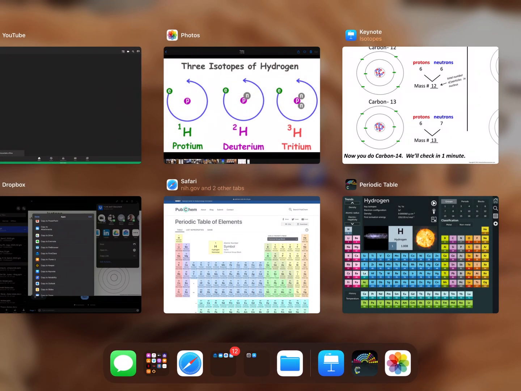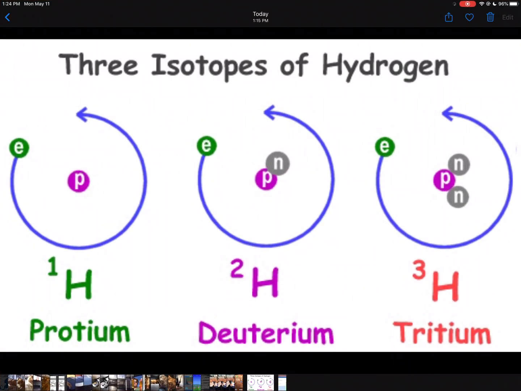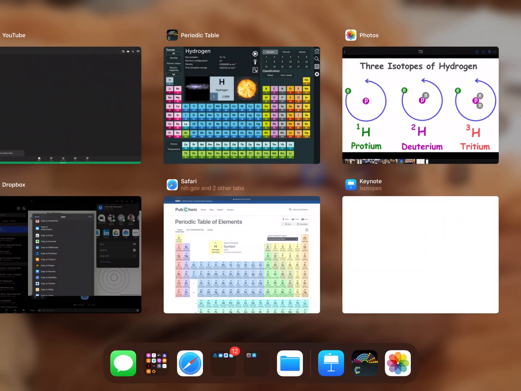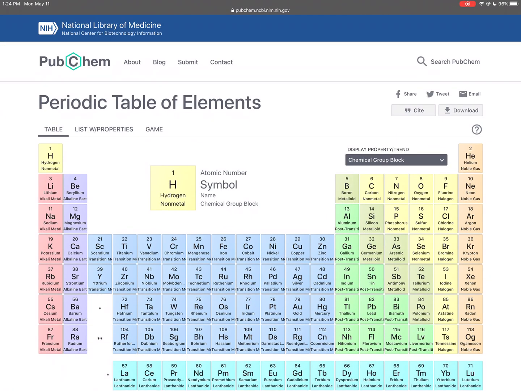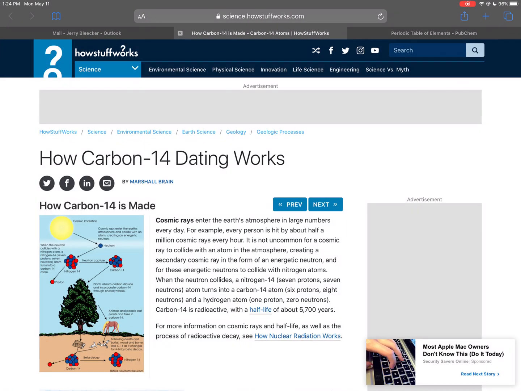Now, I served up the webpage on this a little while ago, and I don't want that, not photos. There we go. It's a really neat article from How Stuff Works, and it talks about this weird version of carbon.